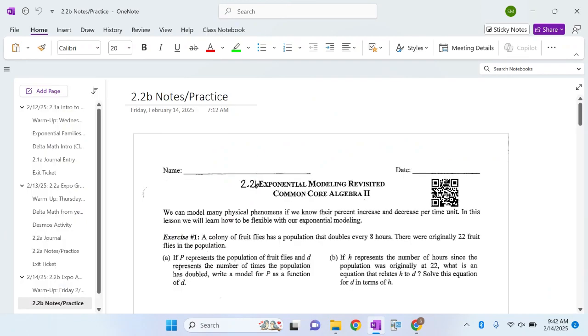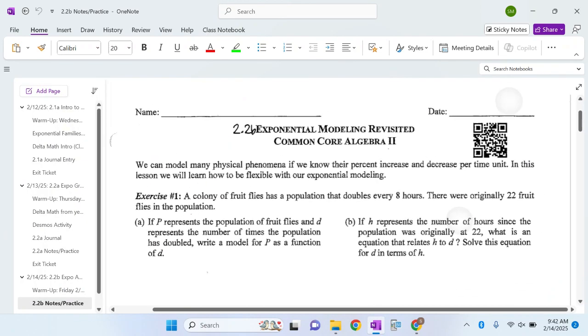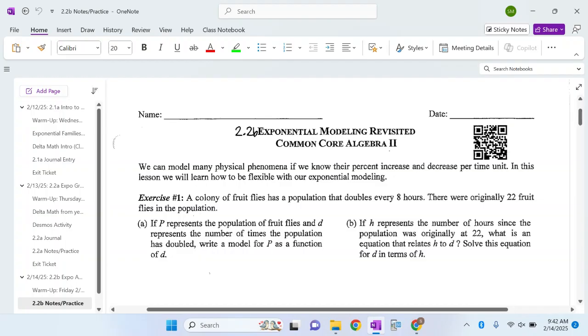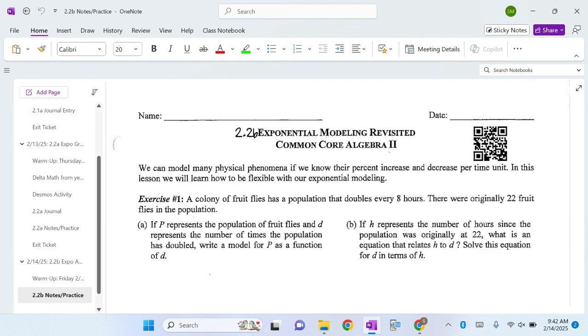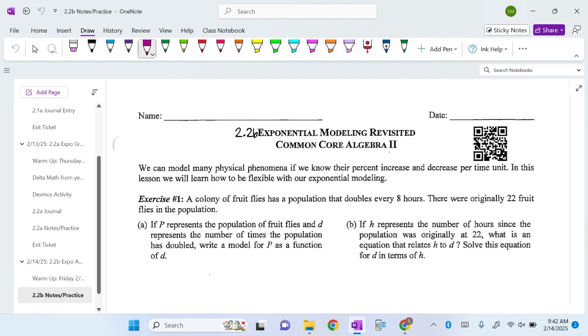All right. So, today we are just talking about more ways that you can model exponential scenarios. So, yesterday we talked about exponential growth and decay. So, just as review, can anyone tell me what the formula is for exponential growth?